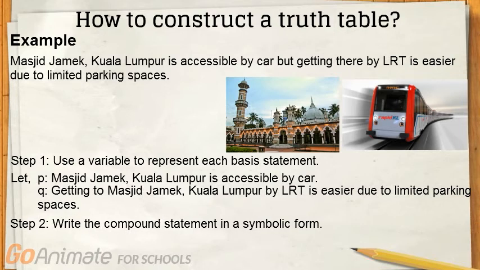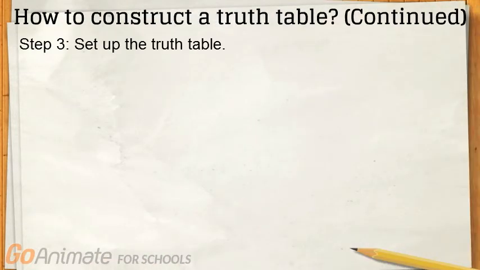Conjunction of P and Q, as shown on screen, can be denoted as P and Q. Step 3. Set up the truth table.